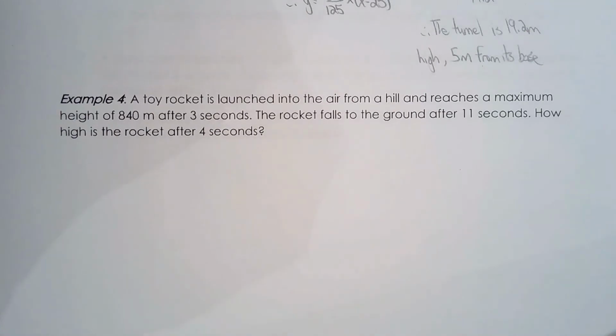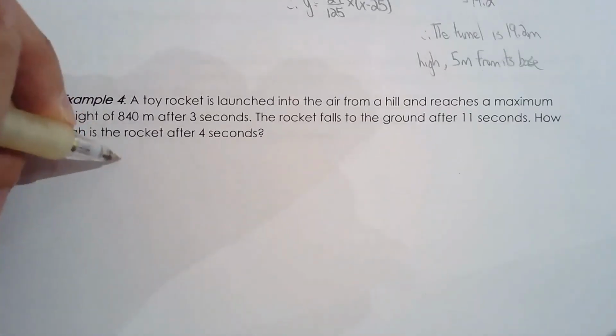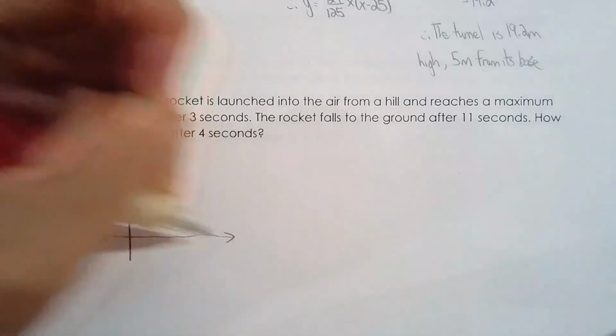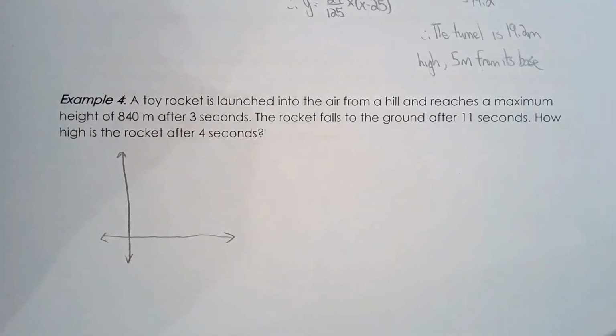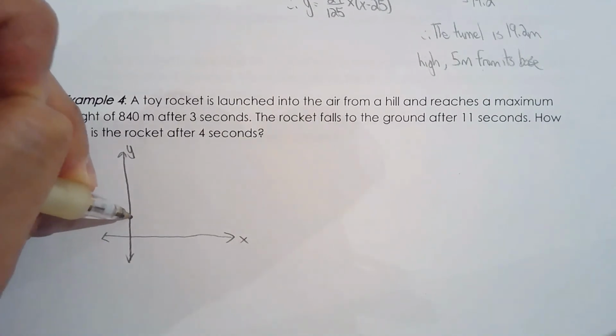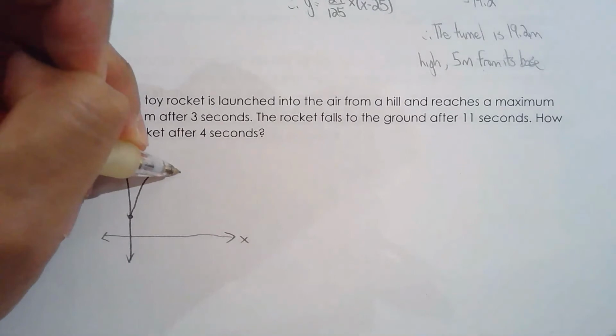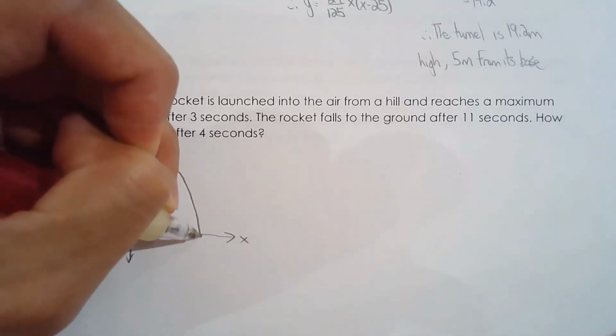A toy rocket is launched into the air from a hill and reaches a maximum height of 840 meters after 3 seconds. The rocket falls to the ground after 11 seconds. How high is the rocket after 4 seconds? All right. You know what? A picture has never hurt anyone. So you launch it from a hill. It goes up, up, up, and down, down, down.